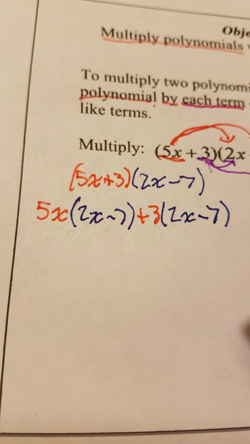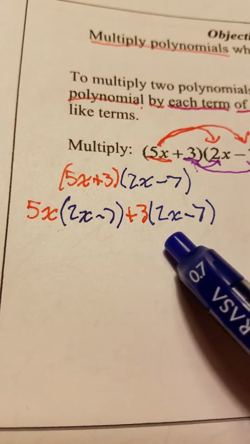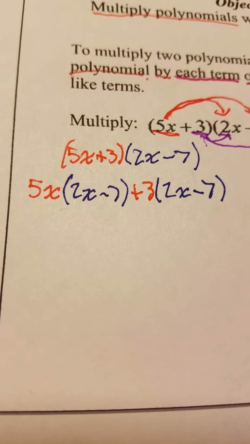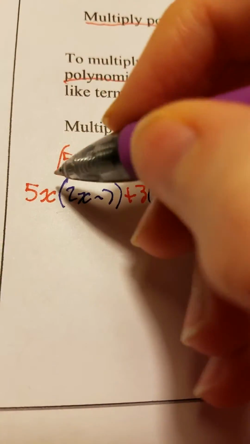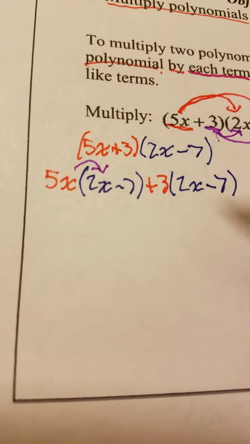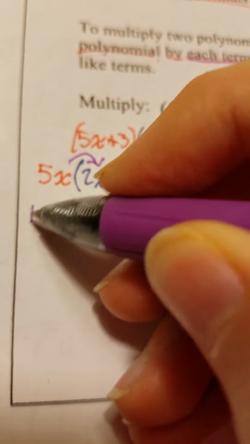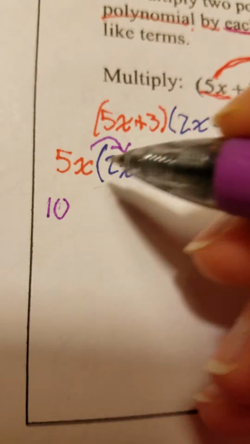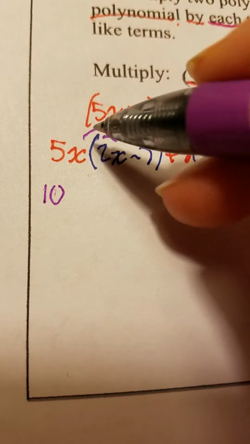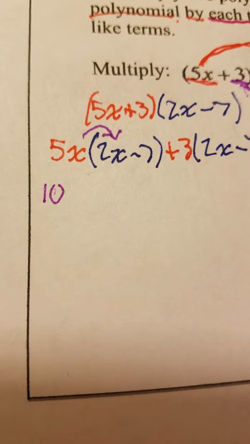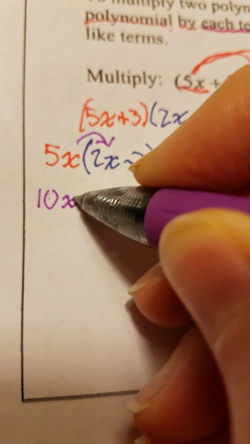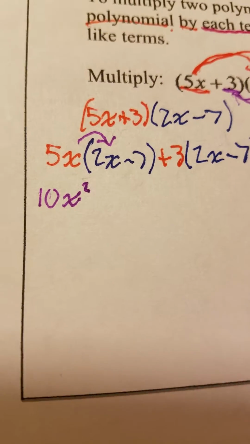Okay, and then that looks like a regular distributive property problem. It looks so complicated, right? So then we just take it and we use the distributive property. So we do 5x times 2x. What is 5 times 2? 5 times 2 is 10. And then x to the first times x to the first, you add the exponents, which would leave you with x to the second. See how that works?